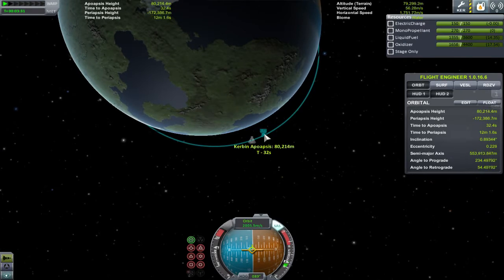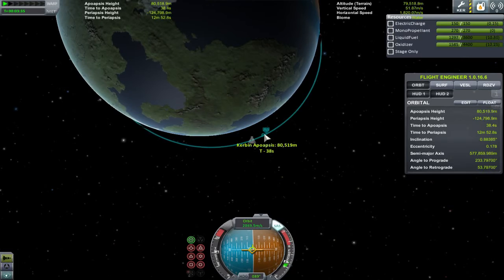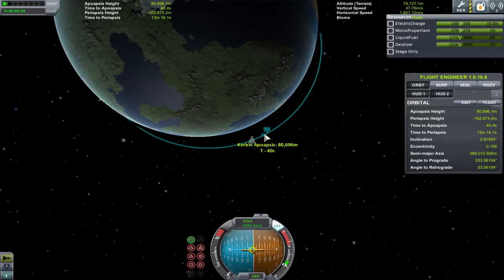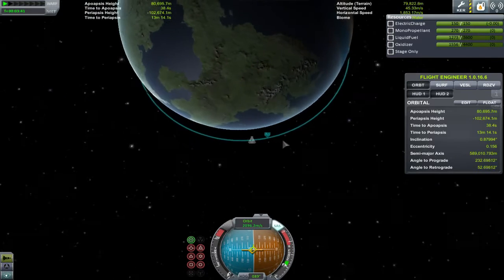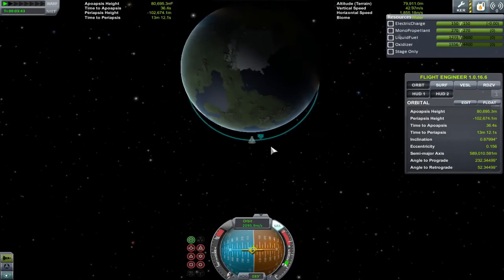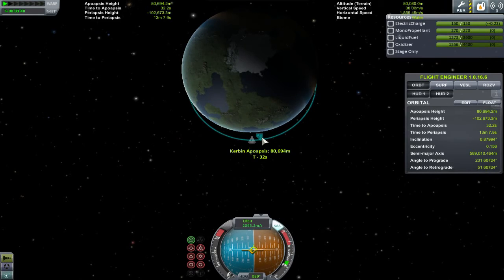Anyway, once you get closer, you just keep on pushing. You see now I'm all the way coming up to the apoapse. The whole way, you want to be right on that middle line between blue and brown on your compass there, just to put as much energy into that horizontal velocity as you can.